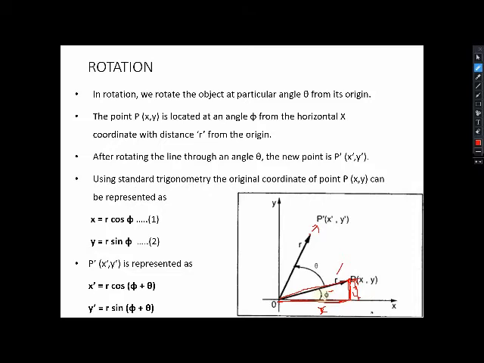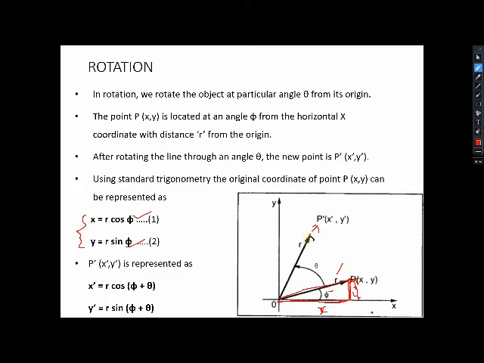So sin phi is equal to y by r, or y is equal to r sin phi, and cos phi is equal to x by r, or x is equal to r cos phi. This is the relationship from the right angled triangle.